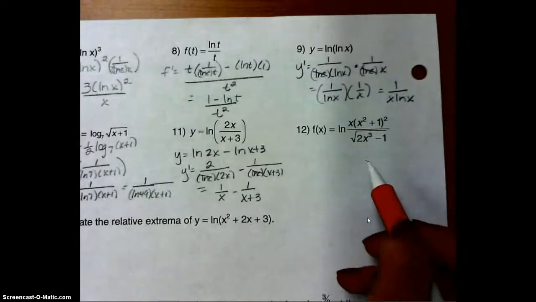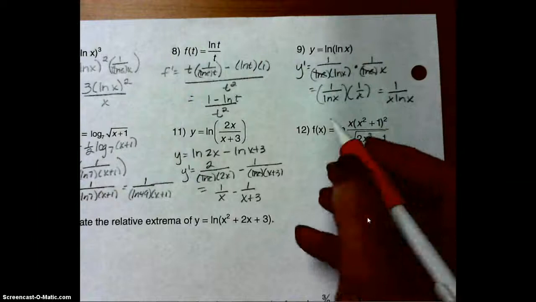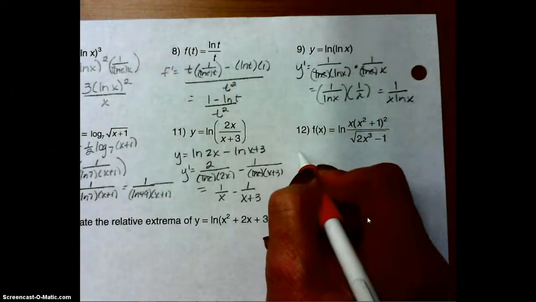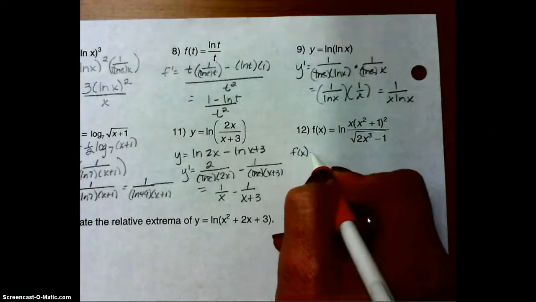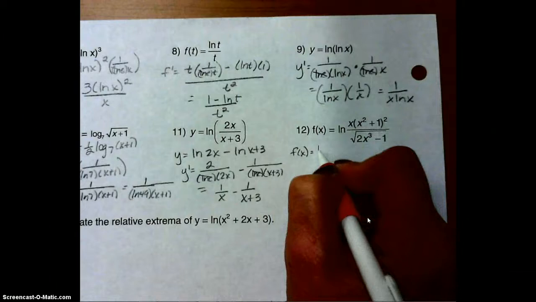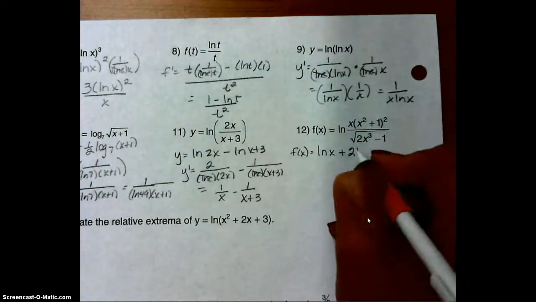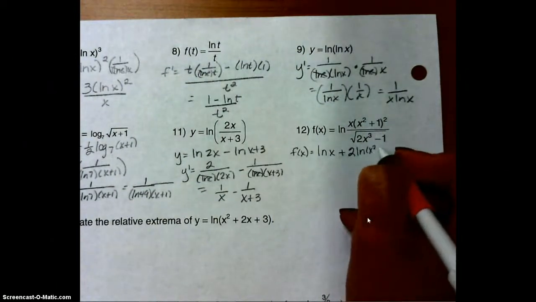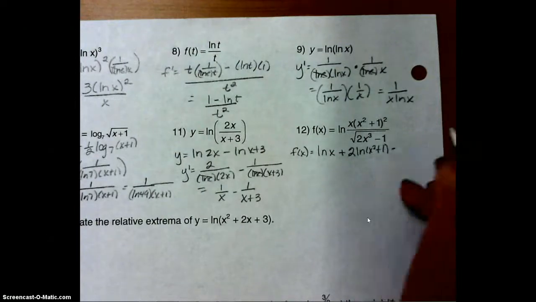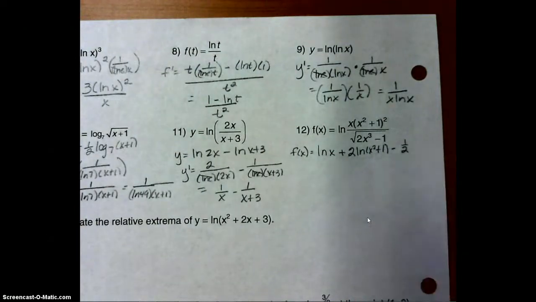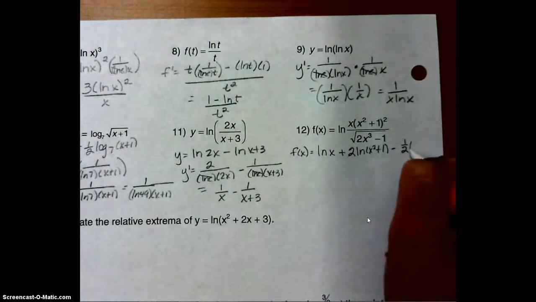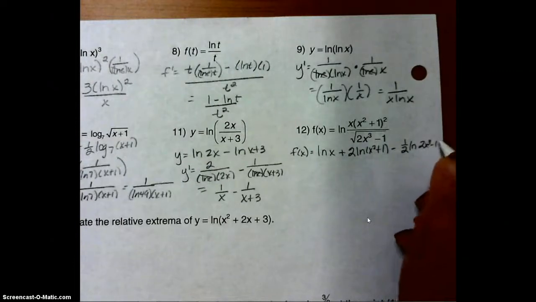Okay, here's a problem that looks really complicated, but if you'll take it to your rewrite, get your f of x. Okay, so I'm going to get natural log of x plus 2 natural log of x squared plus 1 minus 1/2 of the natural log of 2x cubed minus 1.